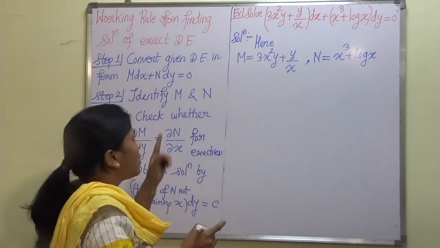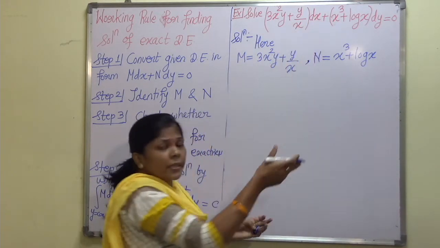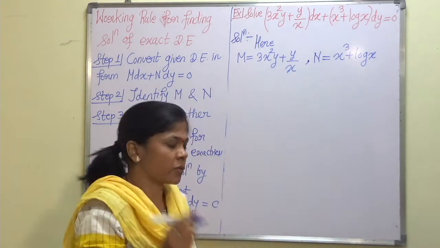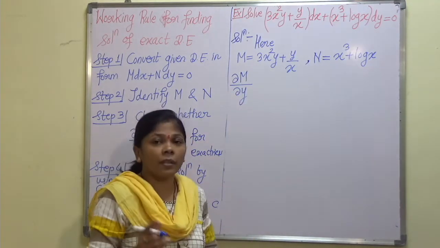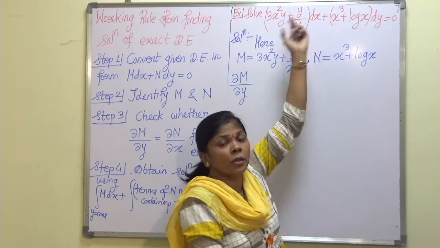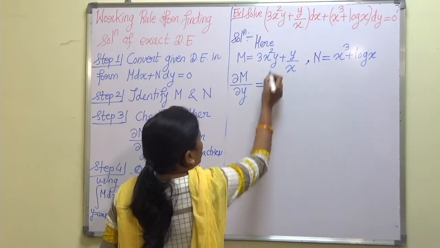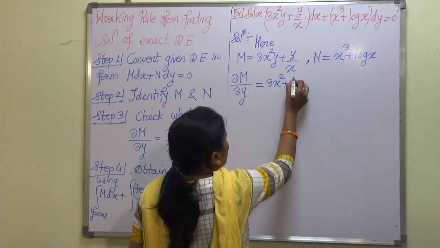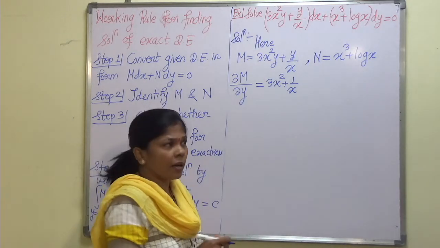Once we get M and N, let us find the derivatives. Remember, M is the coefficient of dx, so it needs to be differentiated with respect to the opposite variable. What is the opposite variable? Y. So that's why it is del M by del y. Sometimes people get confused whether to differentiate with respect to x or y. It's very easy: it's a coefficient of dx, so differentiate it with respect to the opposite variable. So del M by del y is equal to 3x square, a constant, times the derivative of y, which is 1, plus in the next term 1 by x is constant, and the derivative of y is 1. Like this we got the derivative.